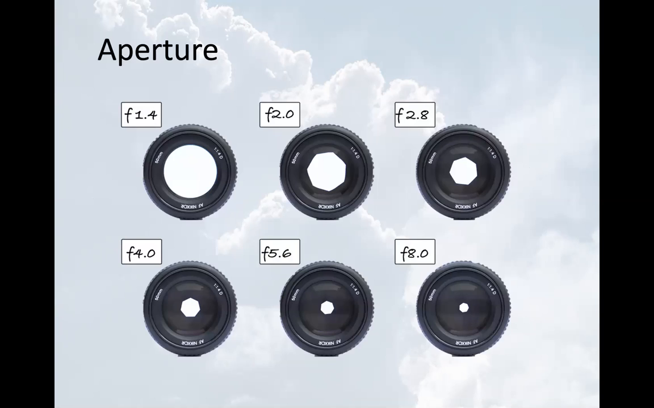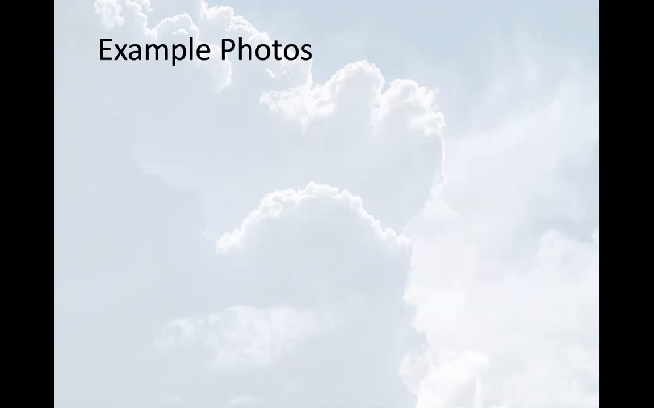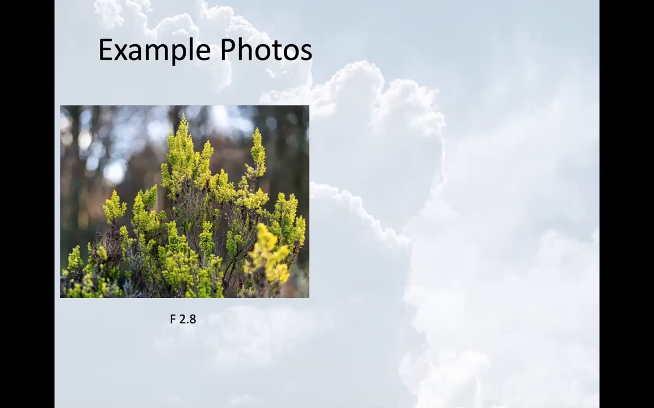f1.4, the lens is wide open. f8 is getting closed, and all the way down to smaller holes, larger numbers. So some examples of that. This picture I took of Heather's. I didn't want you to be distracted by the background. So f2.8. Heather is in focus, but the background is not. That's what I wanted. I wanted you not to be distracted.